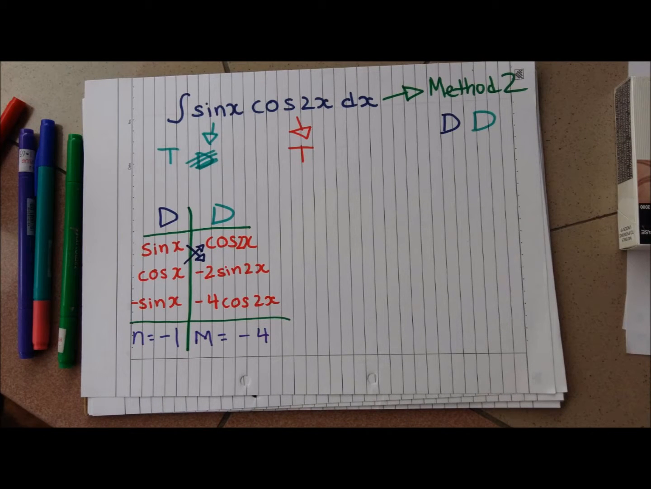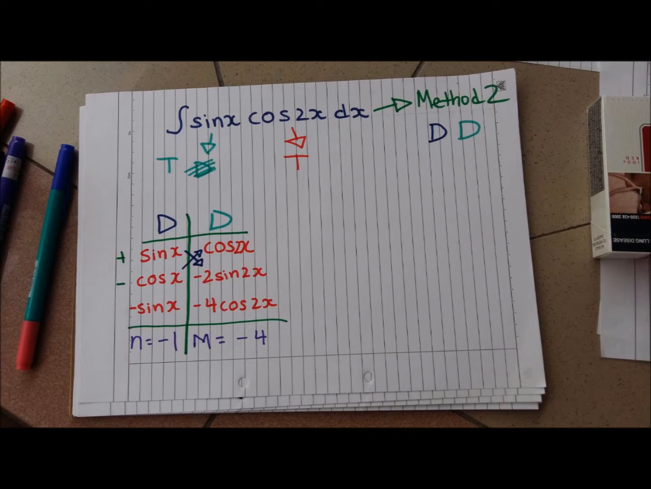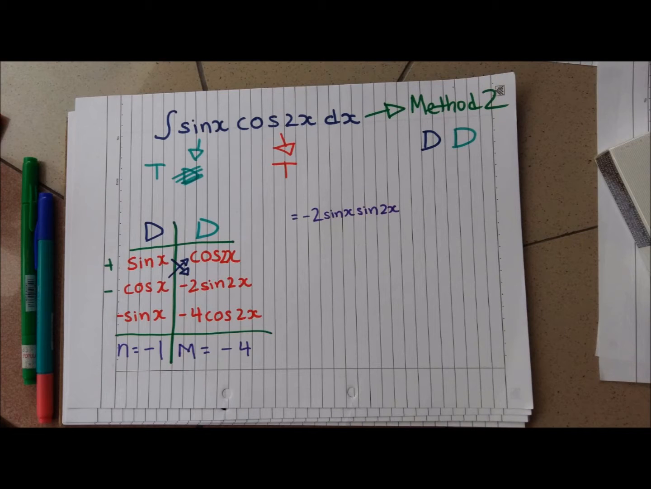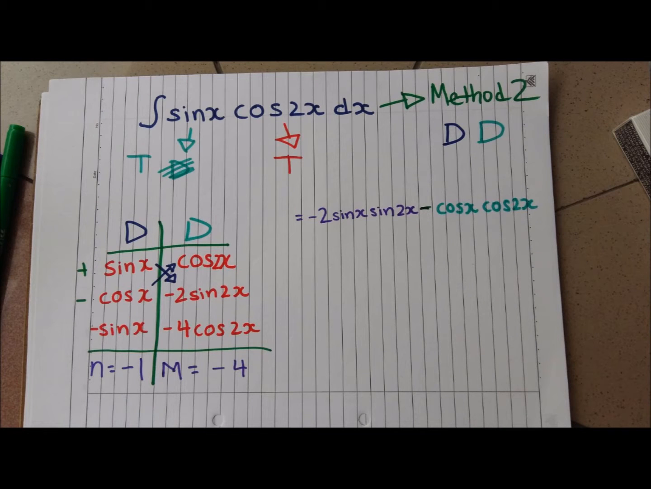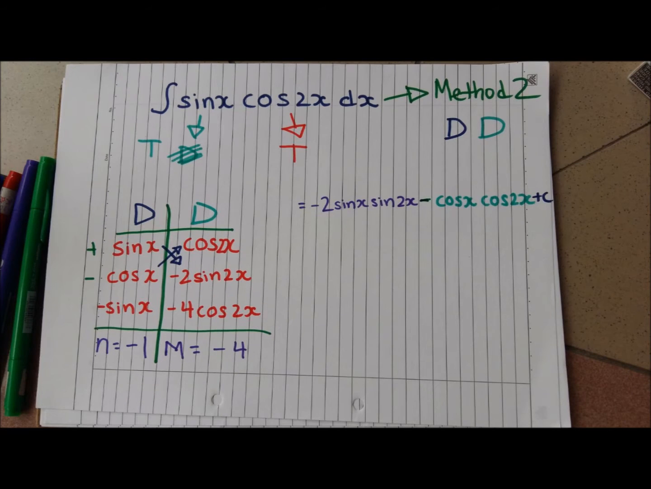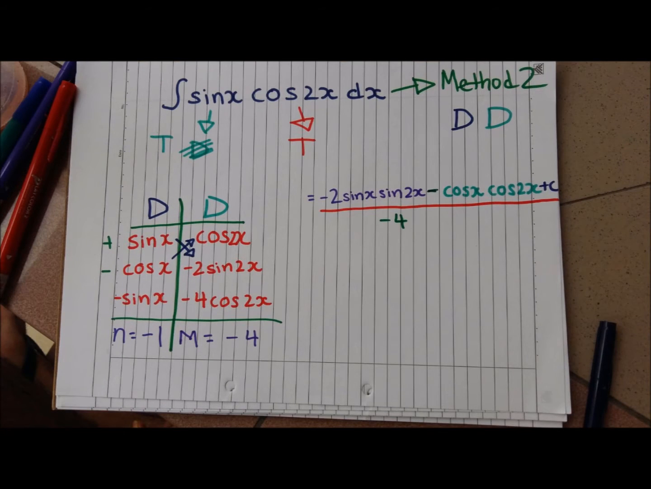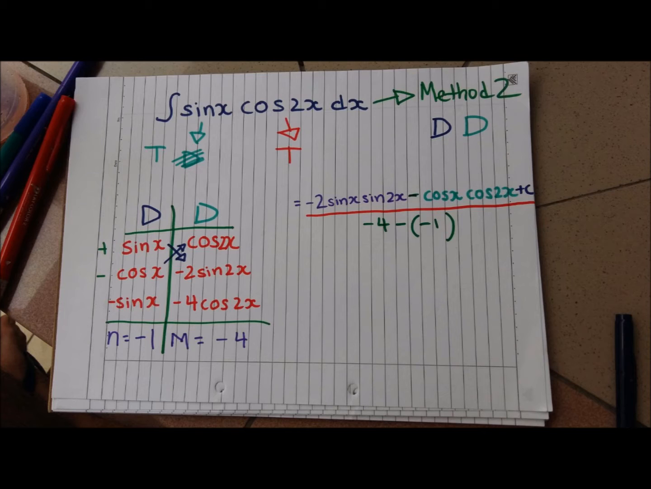After that you add in the signs, which is plus and minus. Then you write it on the paper, so it will be negative 2 sine x times sine 2x, which is negative 2 sine x sine 2x. And after that we take the following one, which will be minus cosine x times cosine 2x, which gives us negative cosine x cosine 2x, plus c, over negative 4 minus negative 1, which gives us this equation.